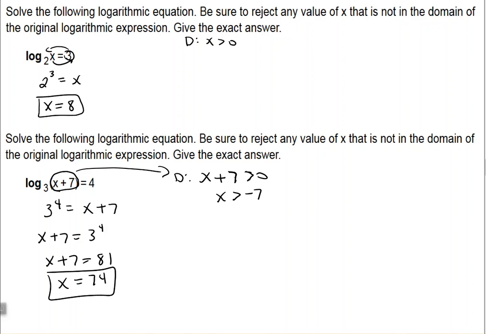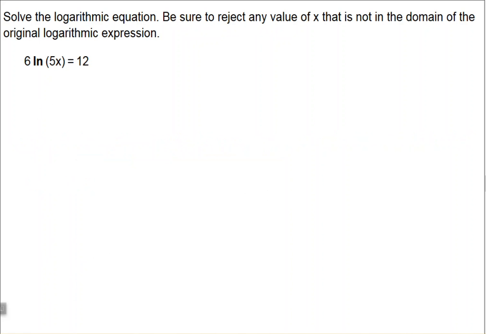All right, so let's take a look at another example. In this problem, we have 6 times the natural log of 5x equals 12. This is a little bit different from what we had because in the last problems we had log base 3 or log base whatever, and this one we have the natural log. Let's start off by isolating the natural log of 5x. Since I have 6 times the natural log, I want to isolate that by dividing by 6.